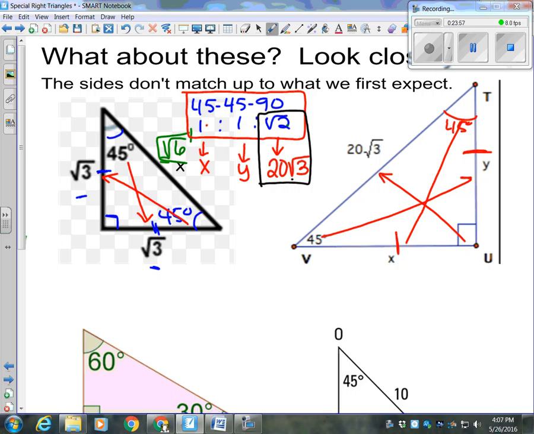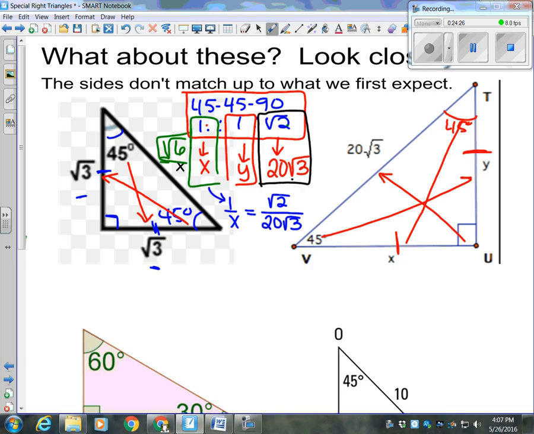Now I can set this equal to either one of these, and as long as I have one that I know and one that I don't know, I can solve. And in this case, once I get one answer, I really have both answers. So I'm going to just set it up easy. I'm going to say, okay, 1 is to X, the same way that the square root of 2 side is related to the 20 square root of 3 side. Does everybody see what I did?